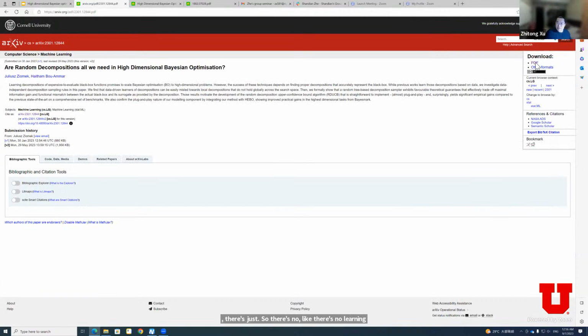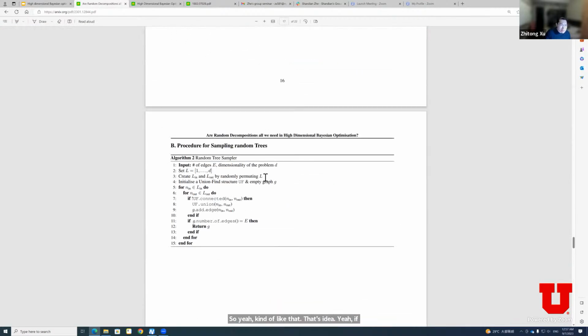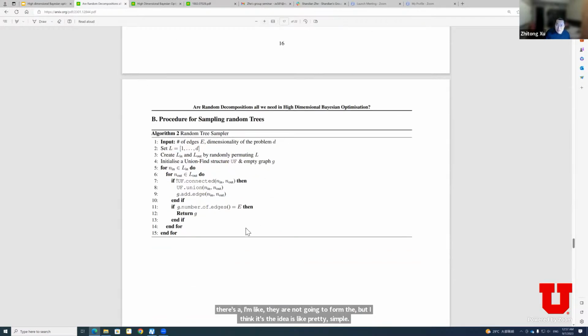So that's the idea. If there is a loop, it's deleted, and they are not going to form the loop. I think the idea is really simple. There's no learning happening. Just generate a tree with all the nodes, and we get a tree structure.